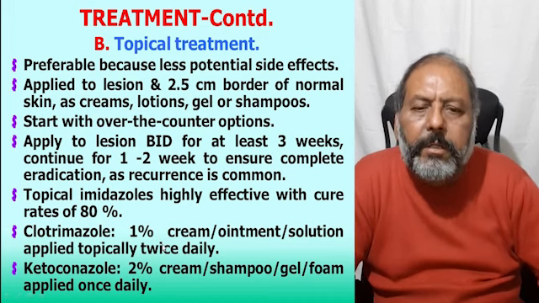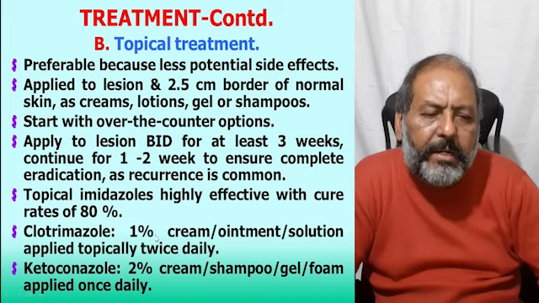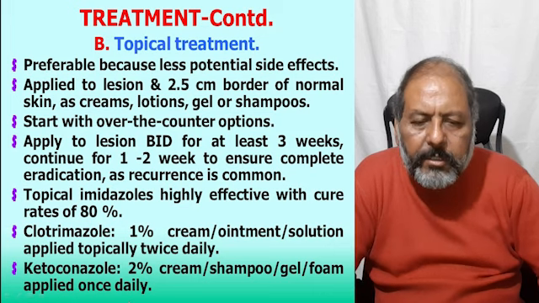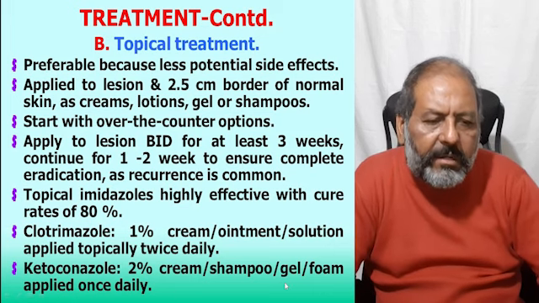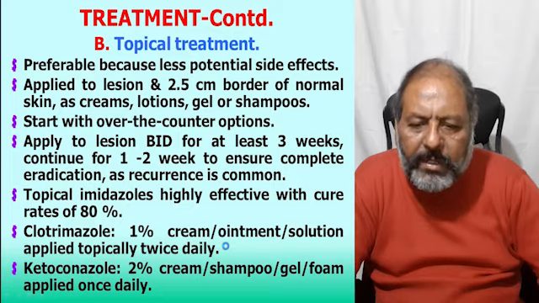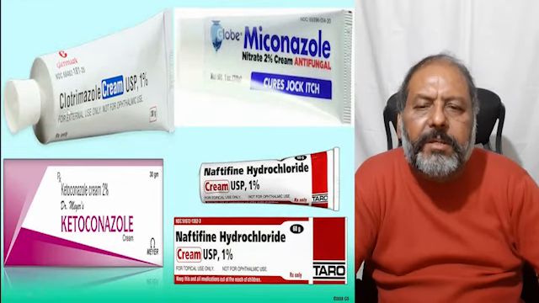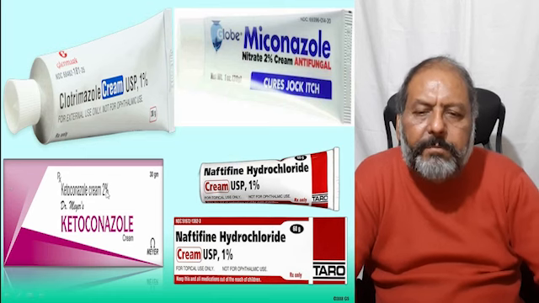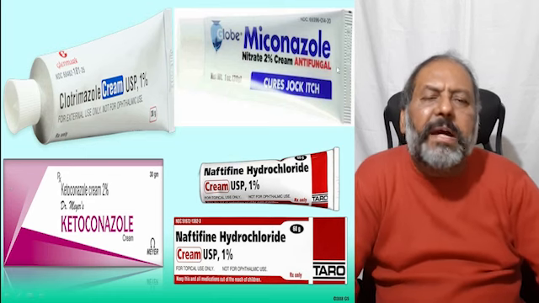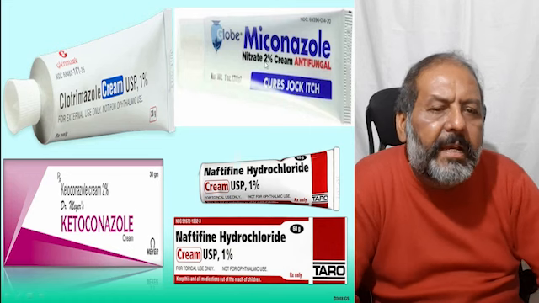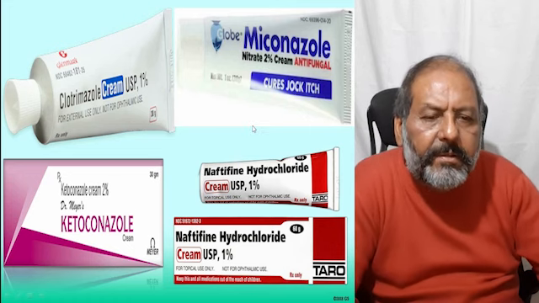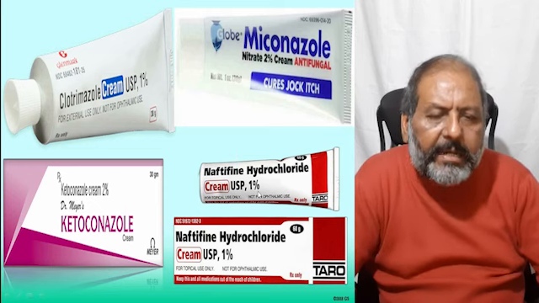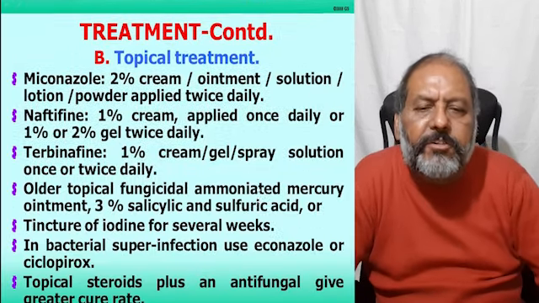Clotrimazole 1% cream, ointment, solution applied topically twice daily. Ketoconazole 2% cream, shampoo, gel, or foam is applied once daily. As one can see, the clotrimazole cream 1% and ketoconazole cream 2% and miconazole cream 2% is also applied, and naftifine hydrochloride 1% is also applied as part of the topical treatment.